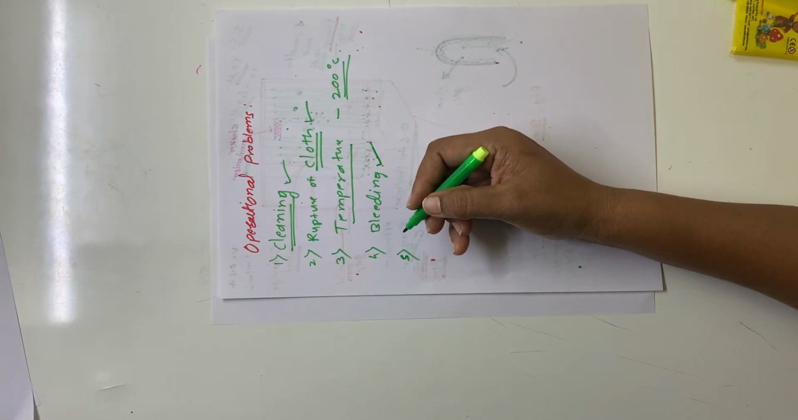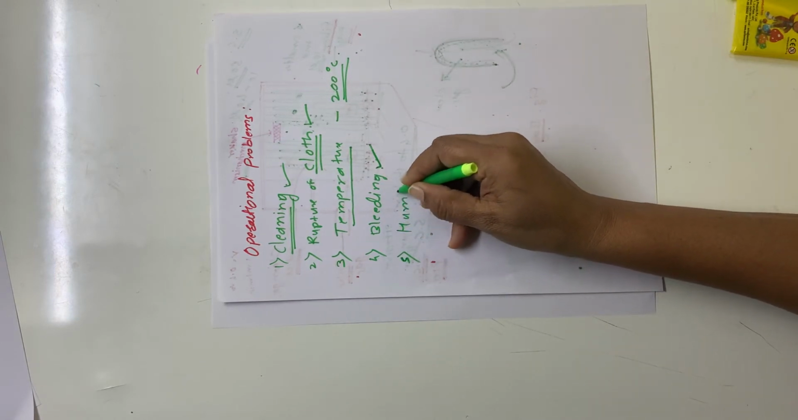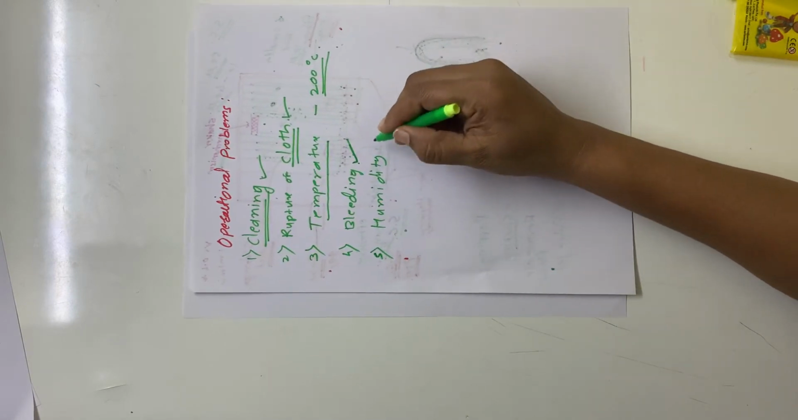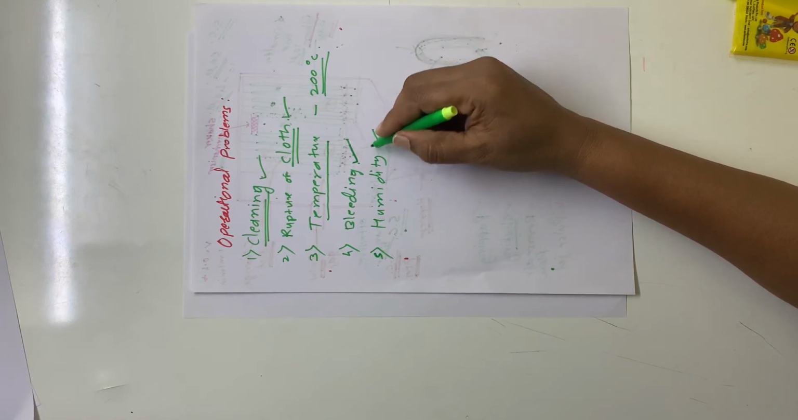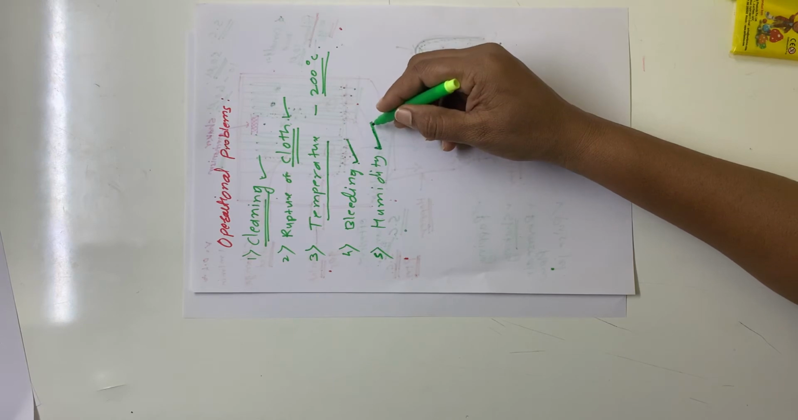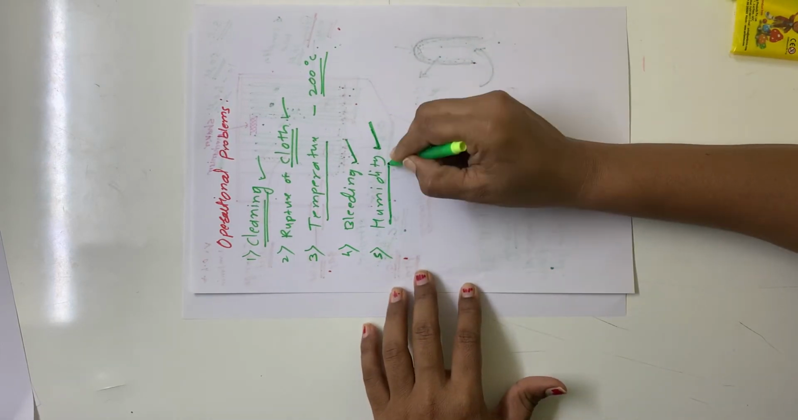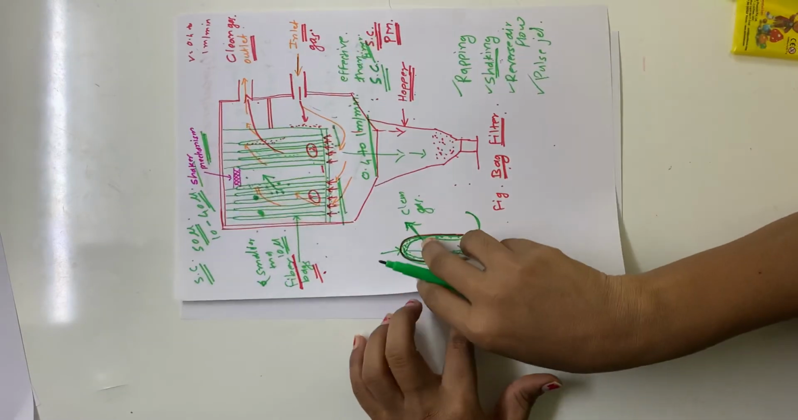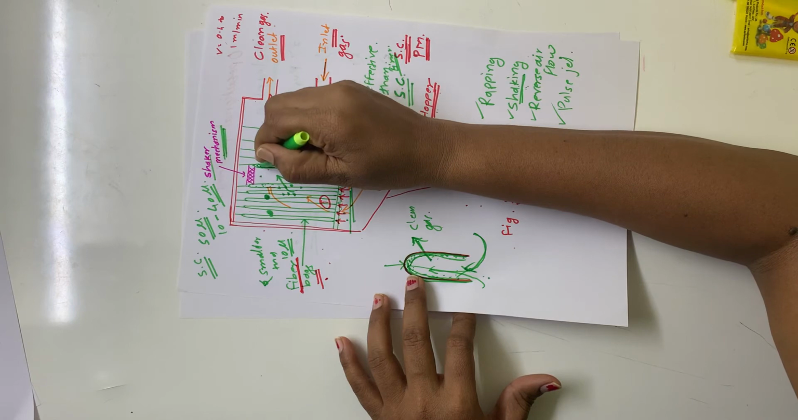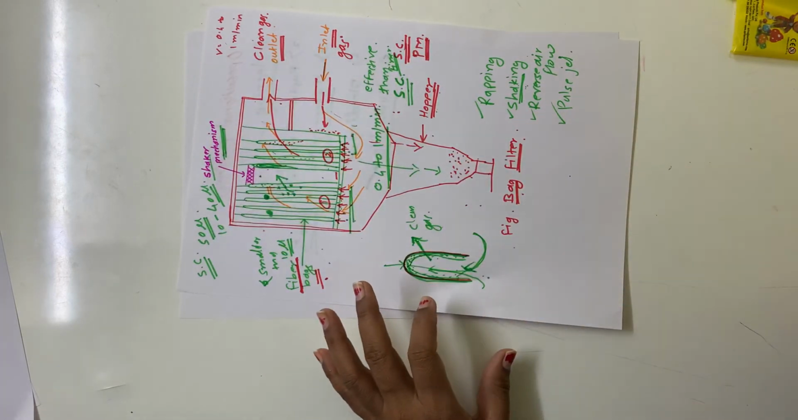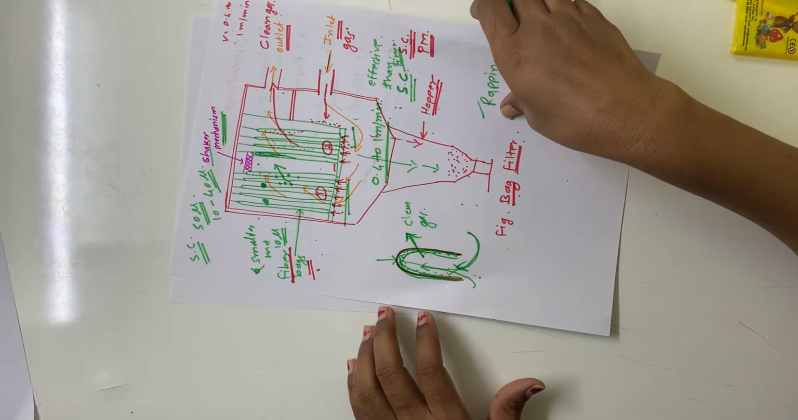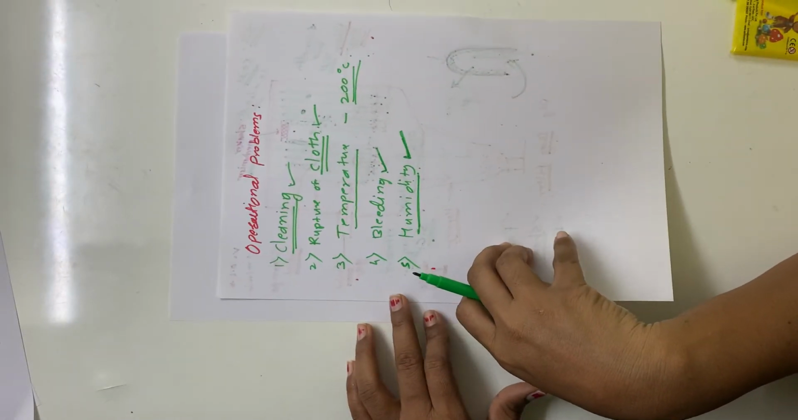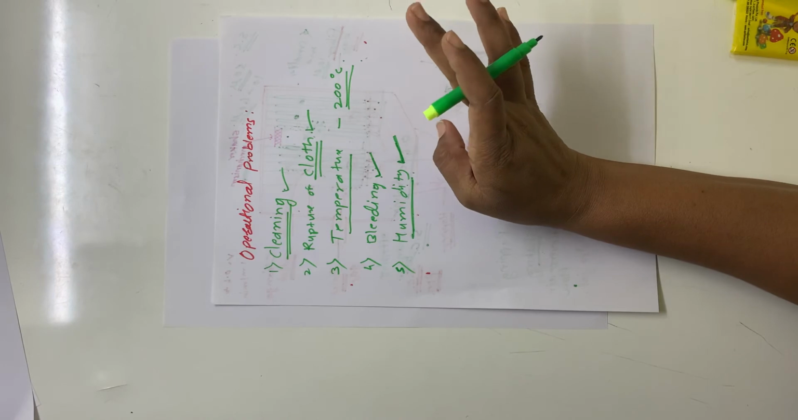Then the next operational problem is the humidity. Only dry gas can be passed through this bag filter, because if the air you want to treat is humid, then it will create a cake inside. It will create a cake inside, and during shaking or cleaning it may not get removed easily and will create problems. So whatever gas you want to pass through this chamber for cleaning purposes must be dry. There should not be humidity.